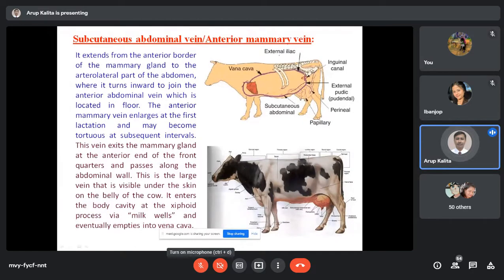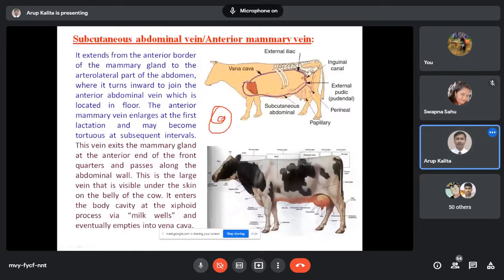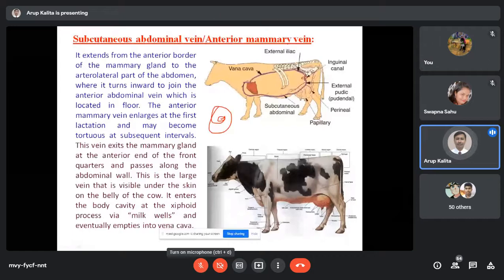The photograph is visible. Now my pencil is visible to you? Yes, sir. Okay. Now you see this vein, the subcutaneous abdominal vein or anterior mammary vein. So this is known as the anterior mammary vein or subcutaneous abdominal vein.